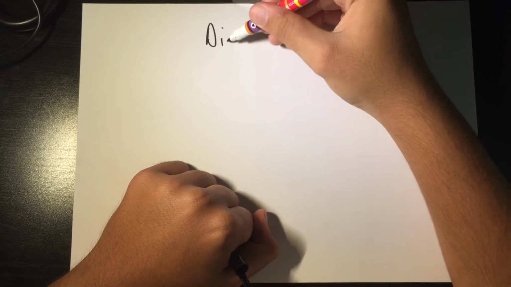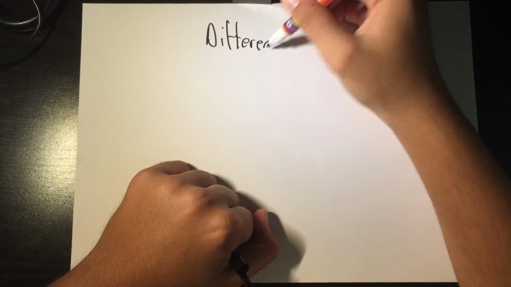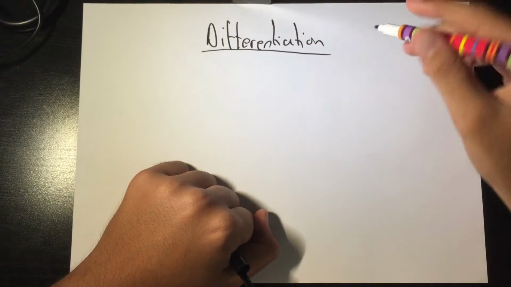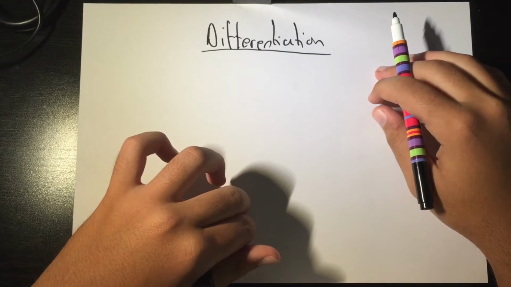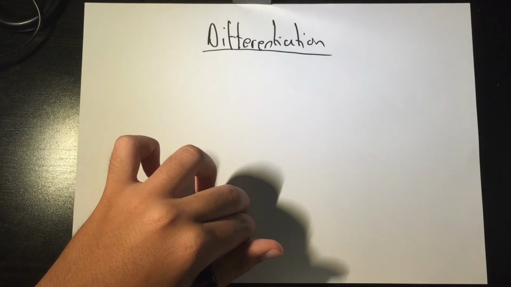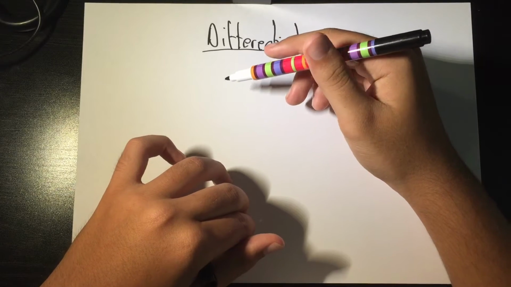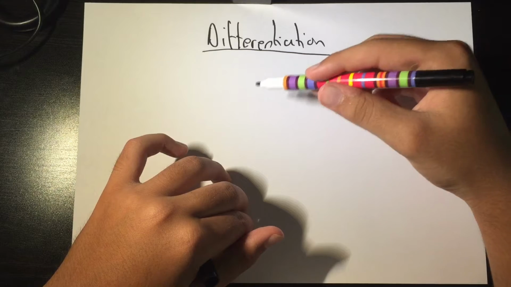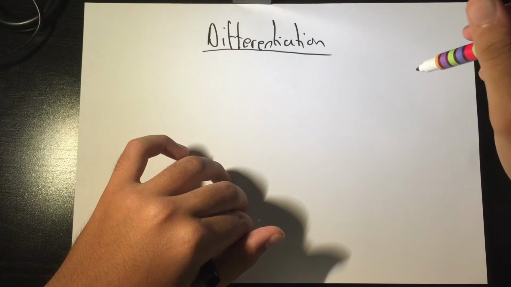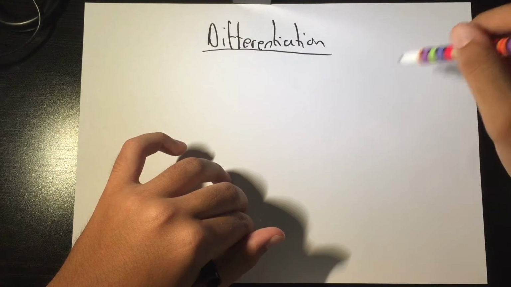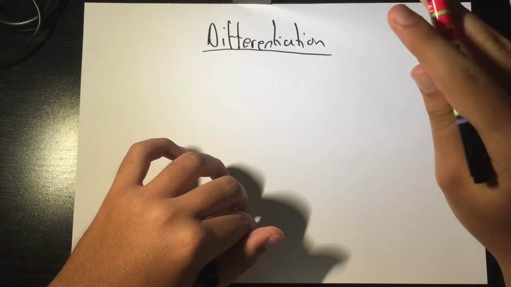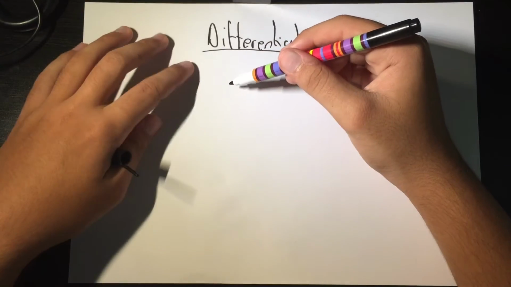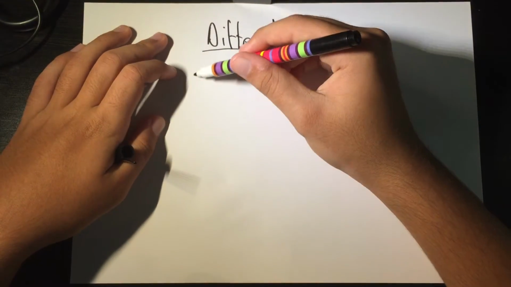Anyway, differentiation. Let me just write it on top. What is differentiation? Well, it's basically finding the derivative or finding the gradient of a curve at any point on the curve. And before I get to that, I want to show you one example just so that we know our basics.